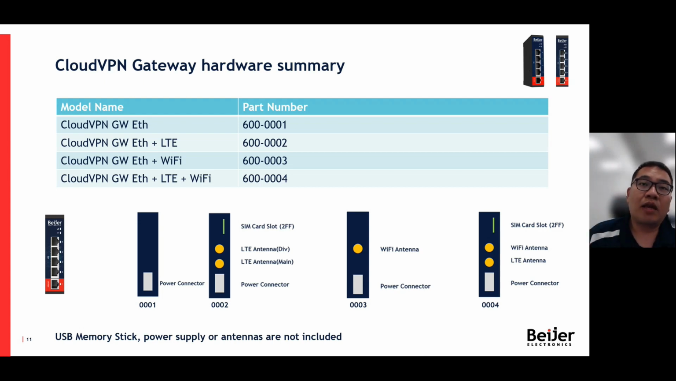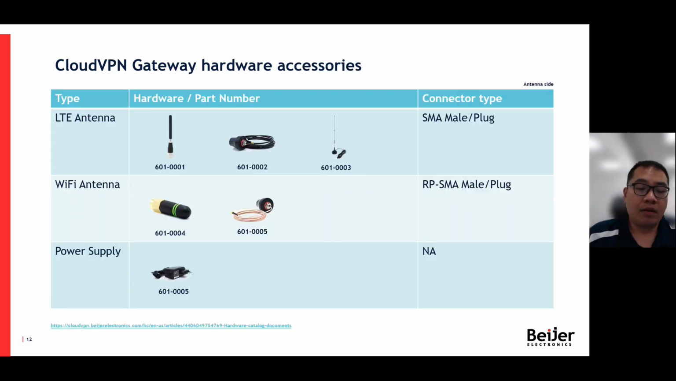Just to take note, when the CloudVPN is shipped, the box does not include the USB memory stick. It doesn't include the power supply or antennas. So you have to buy them separately or place an order separately. Just now, I already talked about the different hardware accessories that you might need for your CloudVPN. Here we have a summarized version of what we actually provide on the Beijer site itself. We have the LTE antennas, the Wi-Fi antennas, and the power supplies. All these you can pick and choose, depending on what is required for you or your installation.